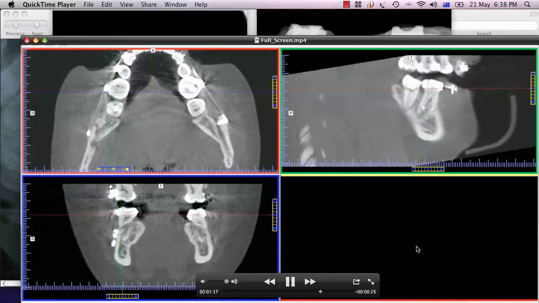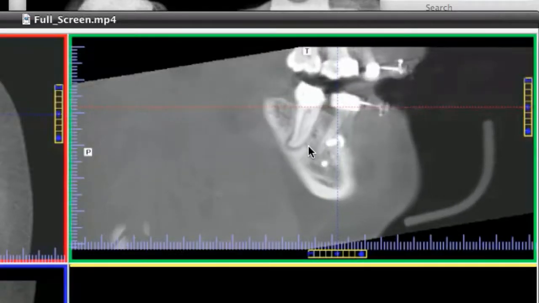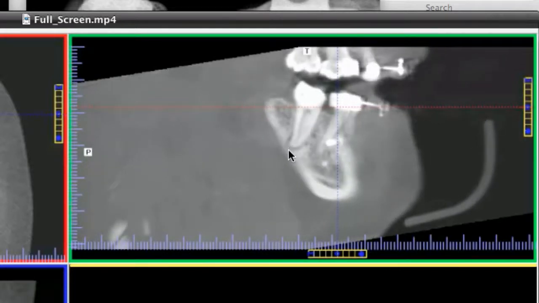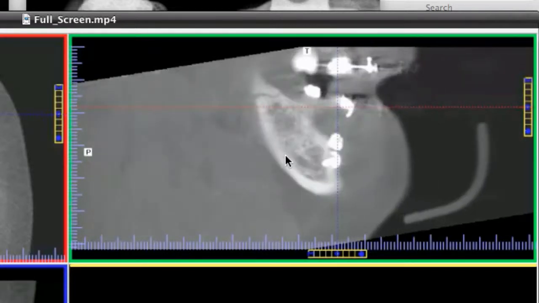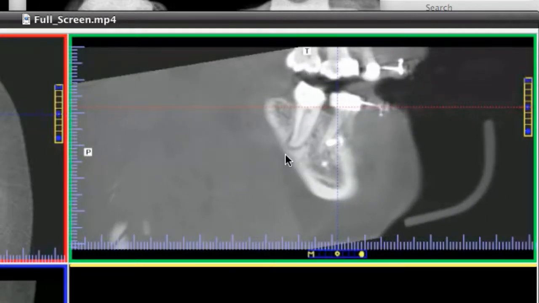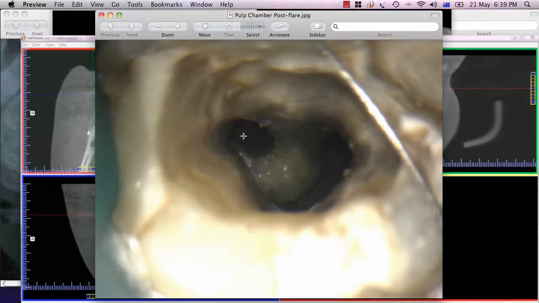So let's just go on and look through a sagittal view of the tooth. We're going buccally now. We can see clearly that distal curve and the bone loss. So that's a pretty good indication of the anatomy that we're dealing with. We certainly have a better idea of what we're dealing with now than we did through examination and through periapical radiographs. Once we got into the tooth, this is after a little bit of coronal flaring.